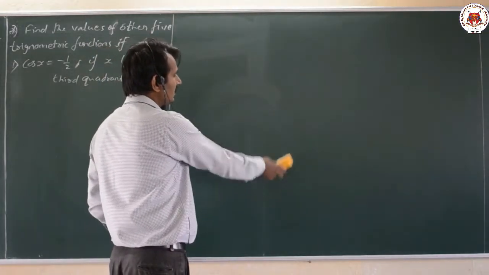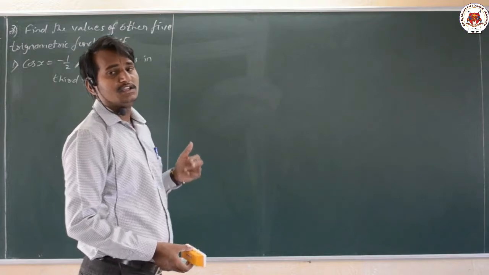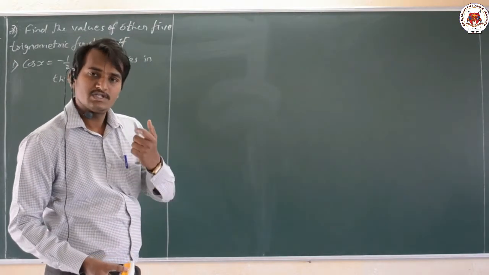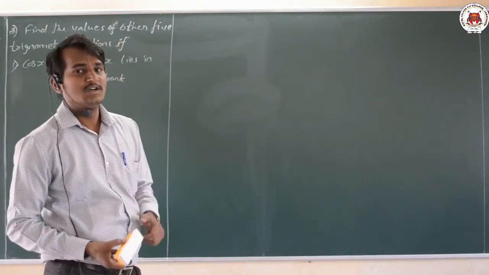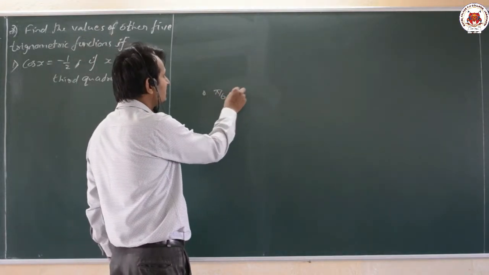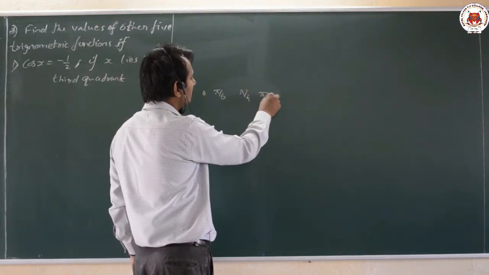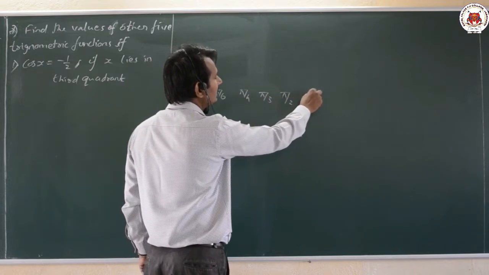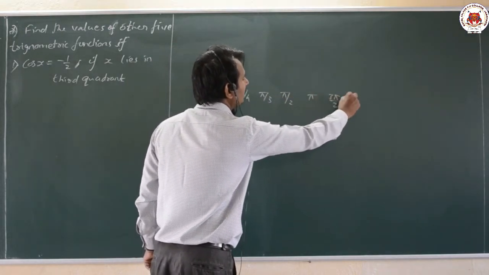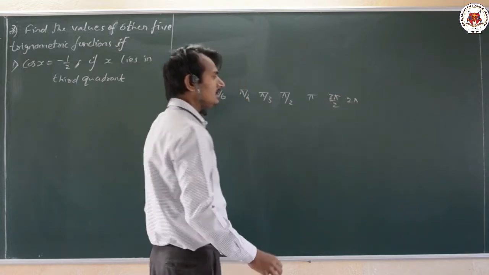Similarly, along with that, we had learnt the values of trigonometric functions of some specific angles. What are those specific angles? We had seen 0, then pi by 6, pi by 4, pi by 3, pi by 2, then pi, then 3 pi by 2, and then 2 pi. These all things we had learnt.